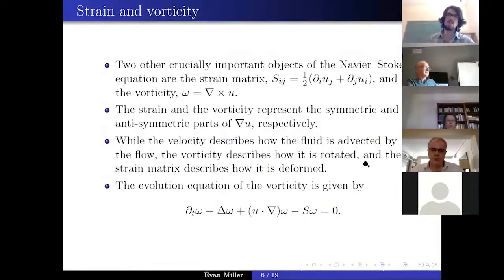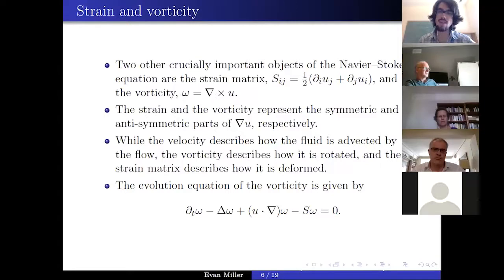So two other crucially important objects for the Navier-Stokes equation are the strain matrix, S_ij, and the vorticity. The strain is the symmetric part of the gradient. Vorticity is a vector in three dimensions, a vector representation of the antisymmetric part of the gradient. 3x3 antisymmetric matrices have 3 degrees of freedom because the diagonals all have to be zero and the off diagonals are determined in terms of each other. So you can represent an antisymmetric matrix as the vorticity, as a vector. Multiplication by that matrix is like the cross product with the vector for any v.